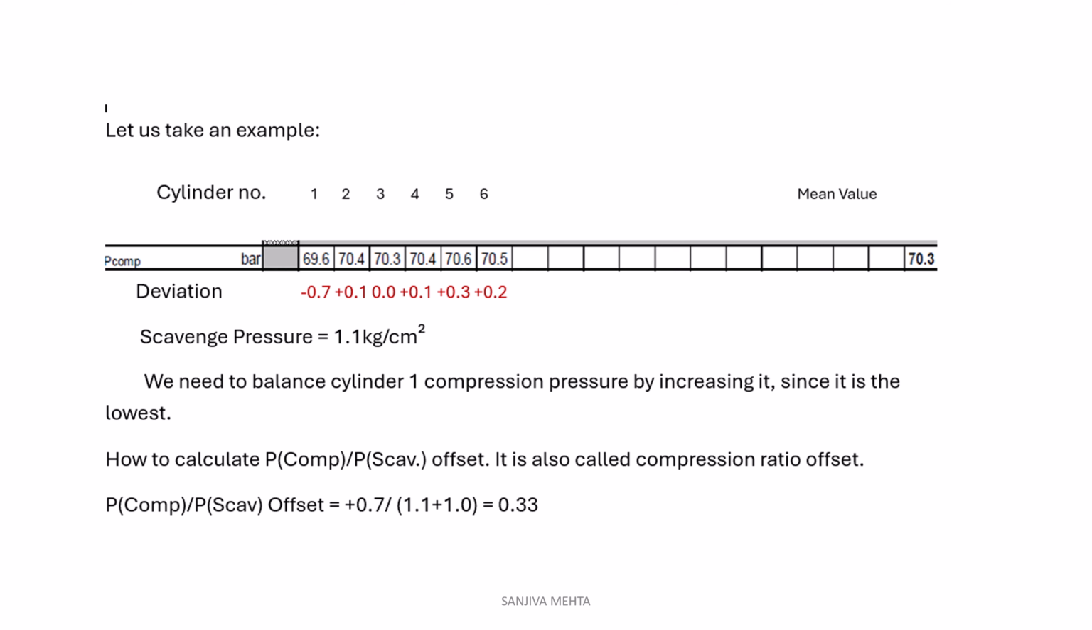So how to calculate the ratio which needs to be put in the MOP? Because its value is negative, you have to increase by 0.7. The value becomes 0.7 divided by scavenge pressure plus absolute pressure, atmospheric pressure 1. The answer is 0.33. That means you have to increase the compression ratio offset by 0.33. It's an offset value, 0.33, not in bar. Because 0.7 is also bar, this is also bar, the bar cancels. So this is an absolute number only, without unit.